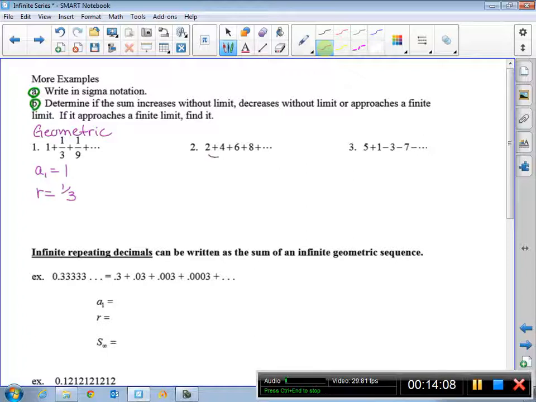Number 2, 2, 4, 6, 8. It's arithmetic. So we know the sum, look, the numbers are getting bigger and bigger and bigger. If we go to infinity, then we have no limit, and it's definitely increasing.